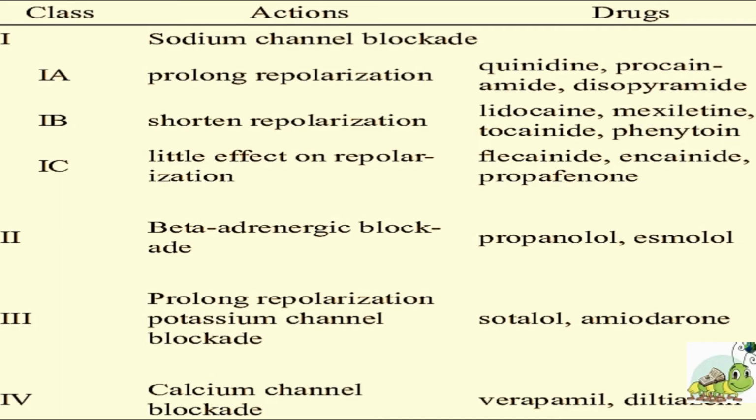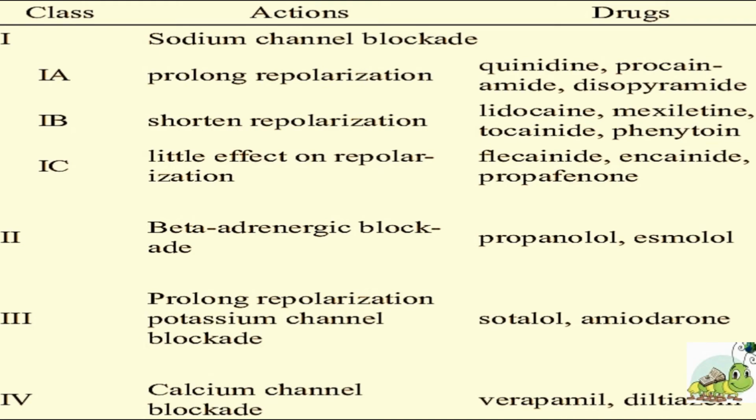And last type of class is class 4. Antiarrhythmics are calcium channel blockers. Class 4 drugs selectively block L-type calcium channels. These drugs prolong nodal conduction and effective refractory period and have predominant action in nodal tissues.